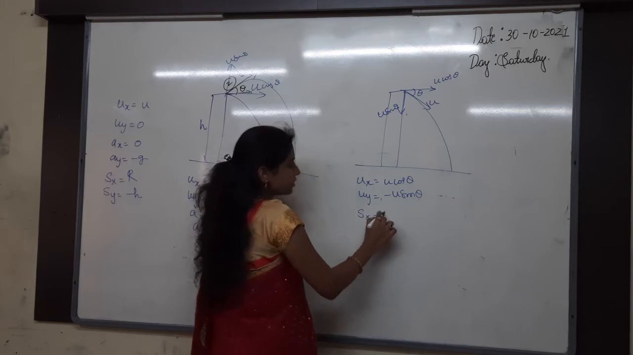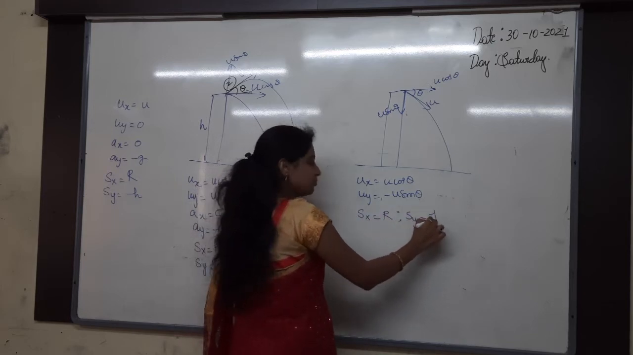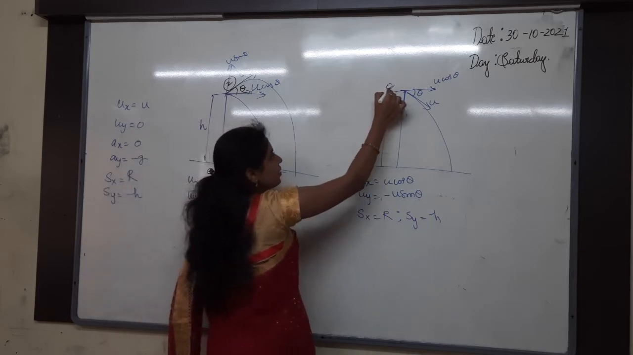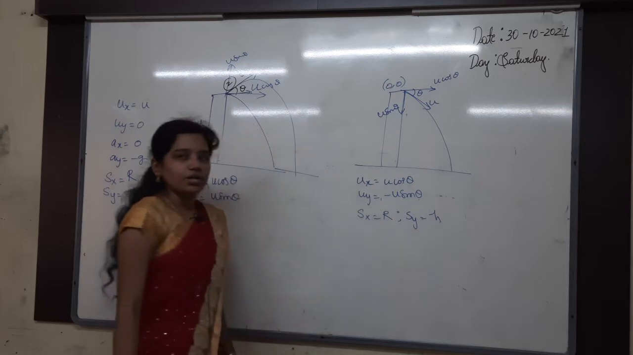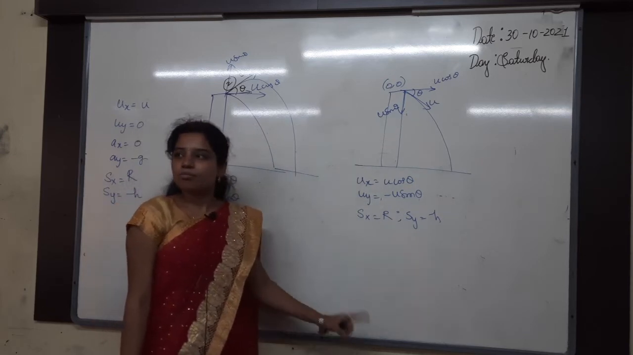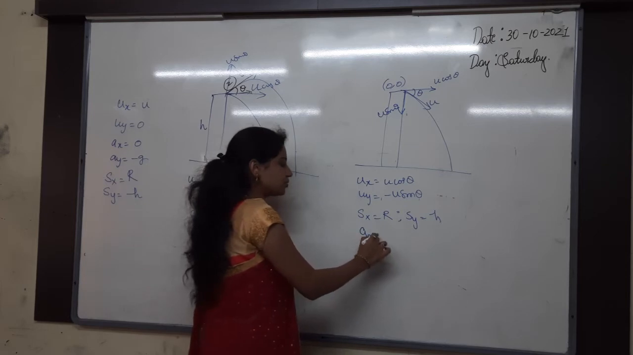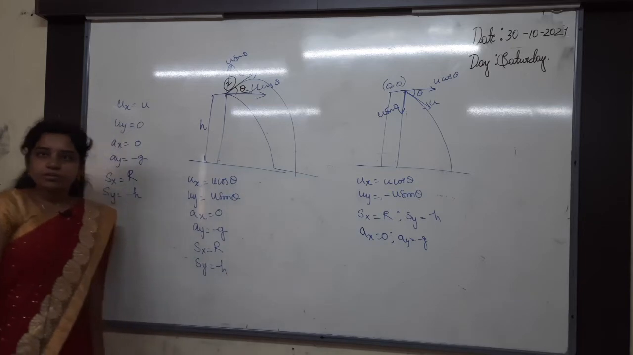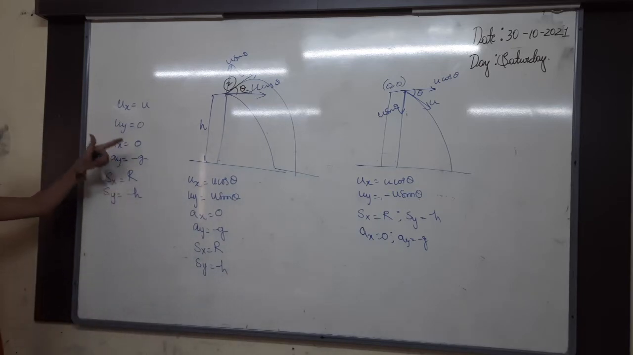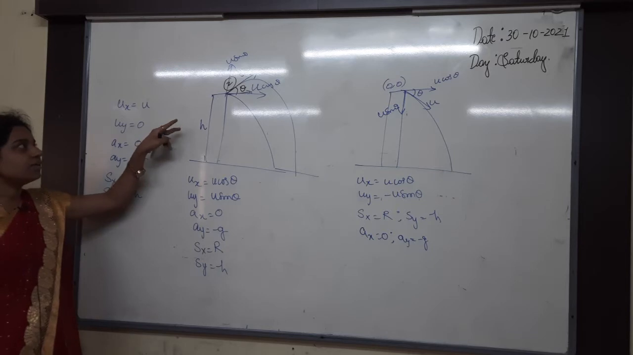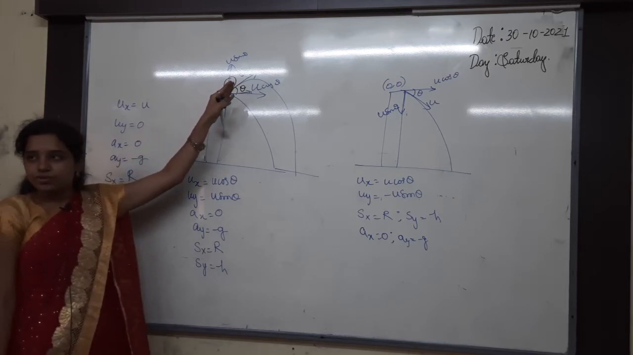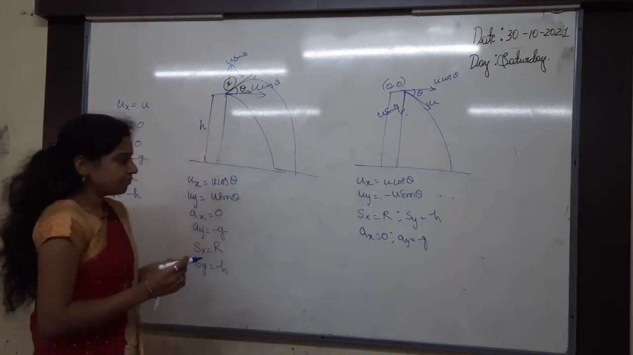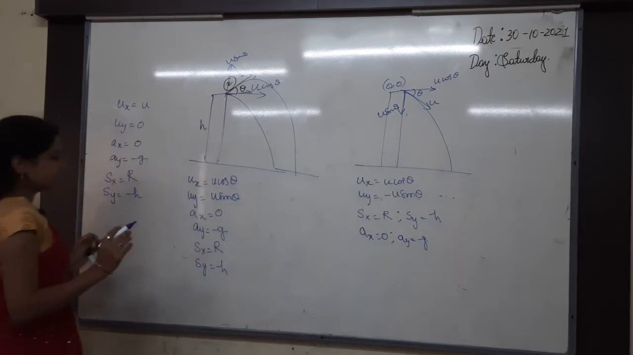Then sx is equals to range again. Sy is equals to minus h. Of course that is always minus h only. Why? Because we have to consider what? The point of projection as origin. Everything below the origin is minus. Then ax is equals to what? 0 and ay is equals to minus g always. These are the things we have discussed in the horizontal projectile, and then from the top of a tower, and then projecting in upward direction from the top of a tower, and projecting in downward direction from the top of a tower. Now in these three cases, I will ask some general questions.